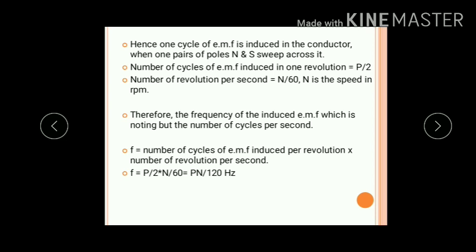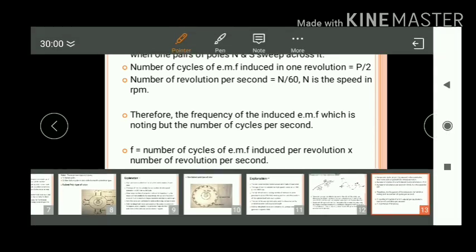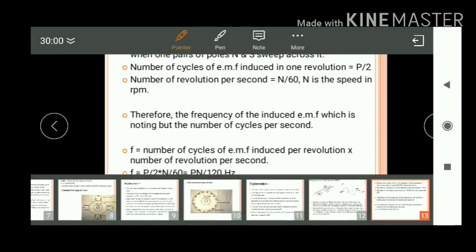Now, how many cycles of EMF are induced in one revolution? In one cycle we have two half cycles, one positive and one negative. Both are obtained by north and south pole. Therefore it is P by 2, where P represents the poles. Next, number of revolutions per second. So what is the revolution of that particular wheel in a second? It is N by 60, where N represents the speed in RPM.